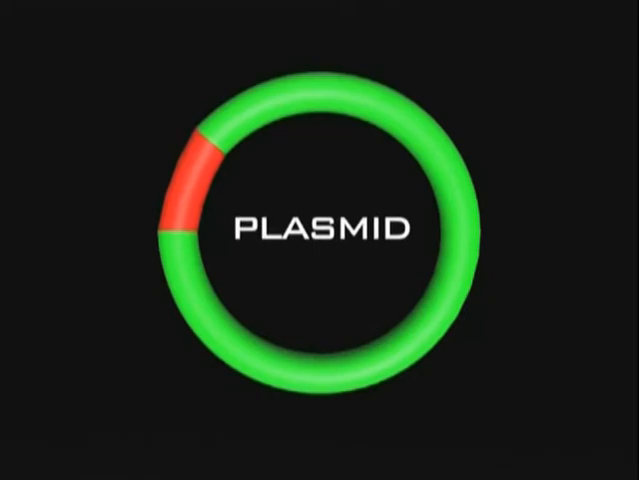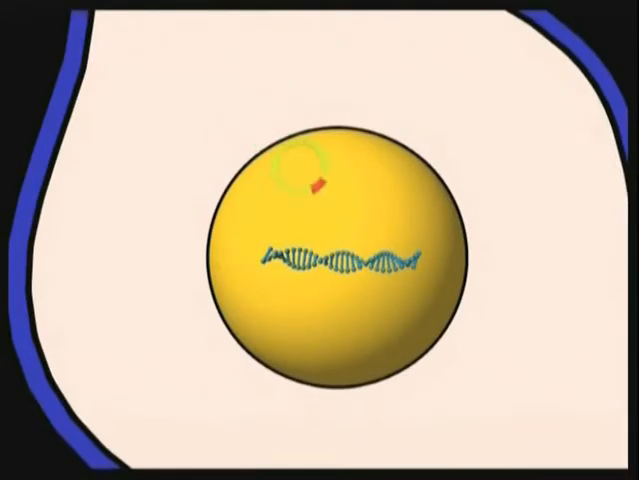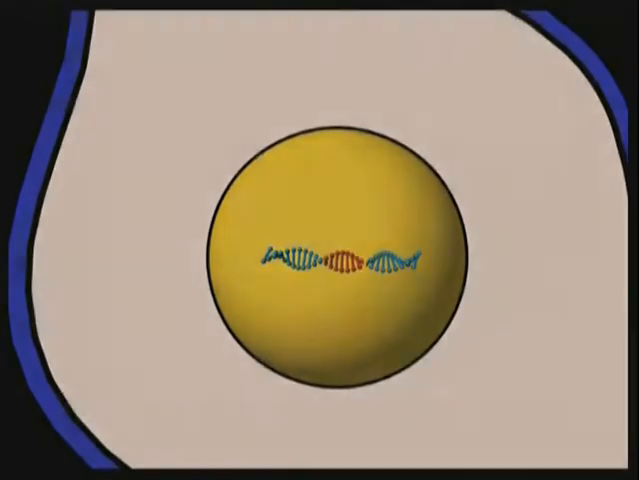Or here's another way to do it. The gene can also be incorporated into a little ring of DNA called a plasmid. This DNA ring is taken into the foreign cell and incorporated into the genetic code. Those few steps form the basis of genetic modification.